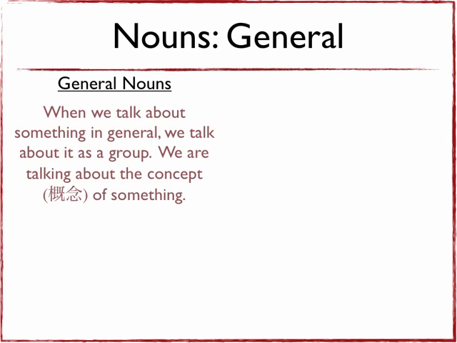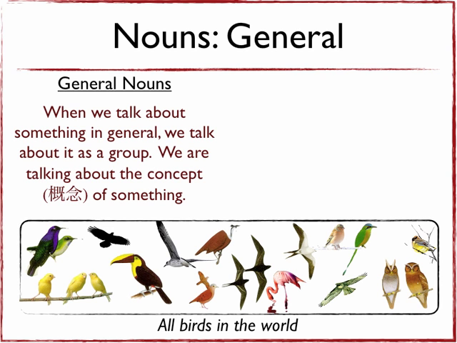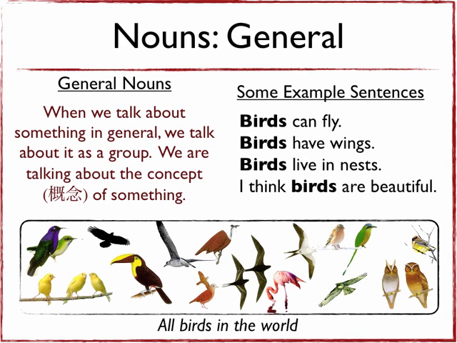We use general nouns when we want to talk about the idea or concept of something. One way to think about it is to think of all of the things as a giant group. We're not talking about one special part of the group, but all of them. Let's look at some example sentences.